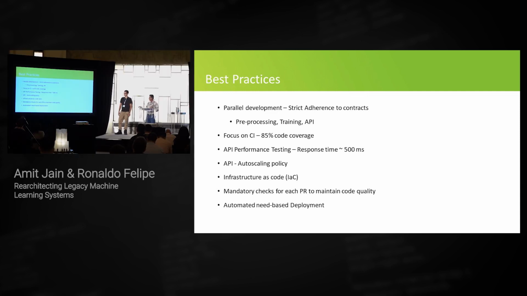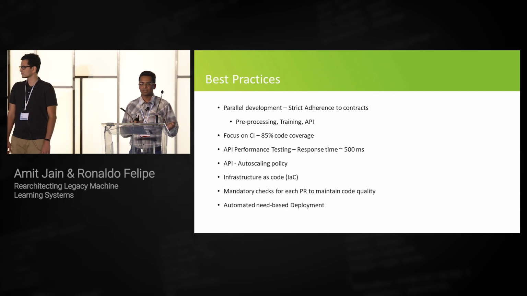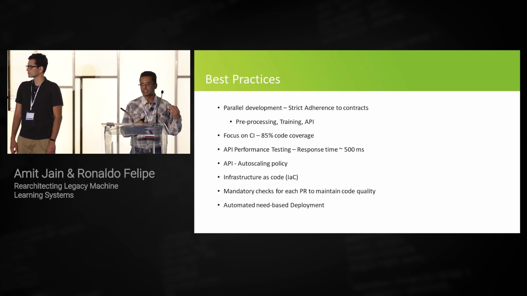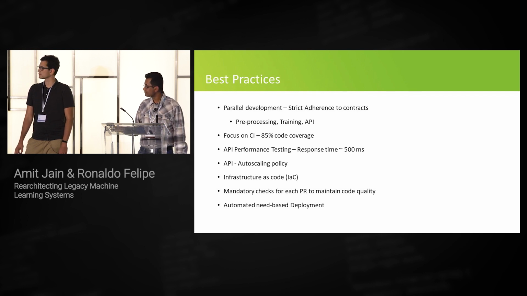We focused extensively on the CI, as I said, 85% code coverage. API performance testing, that was again a big thing. The legacy API, since the code was not very optimal and it had a lot of suboptimal features, we used to have around 8 to 10 seconds of response time. But with this current architecture, we are having roughly 500 milliseconds and less. So we have made a huge improvement of 10x to 20x.